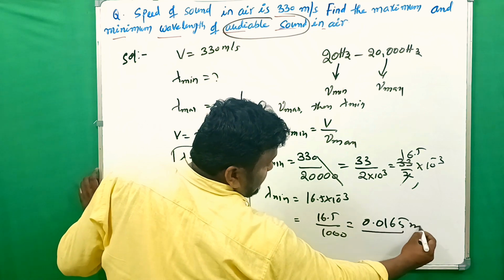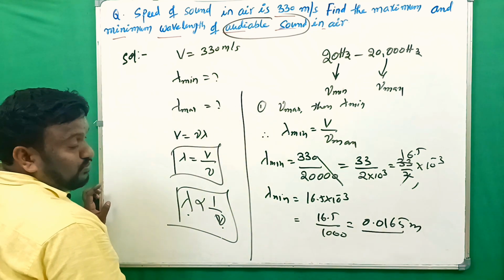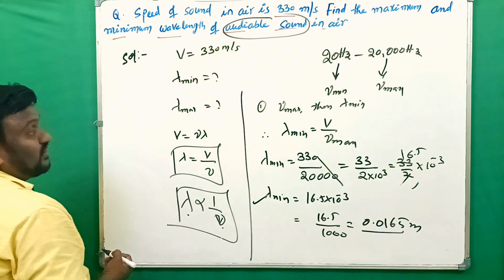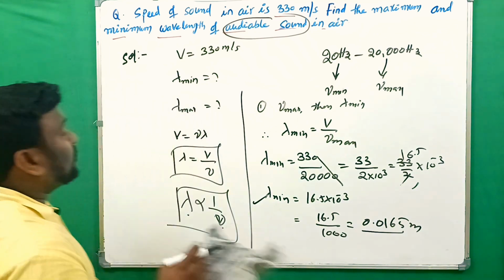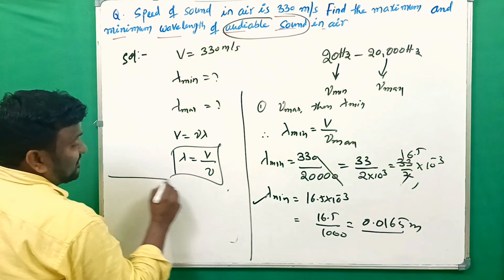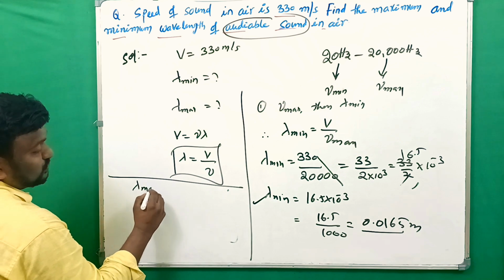0.0165 meters. This is the minimum wavelength. Now what you have to find out is the other one, the maximum wavelength.